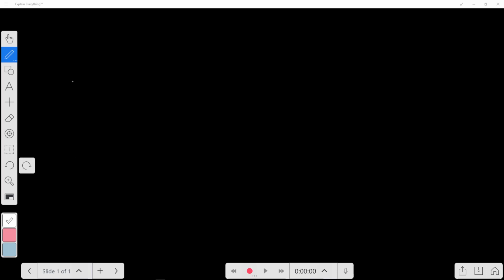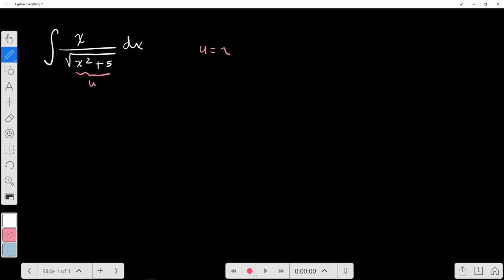Let's look at some substitution by integration problems. So let's say we have the integral of x over the square root of x squared plus 5 dx. Certainly looks like I should let that be my inside. So u equals x squared plus 5. When I take the derivative, I get 2x dx.